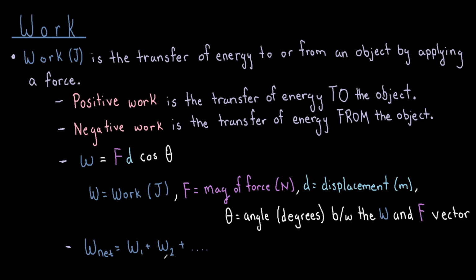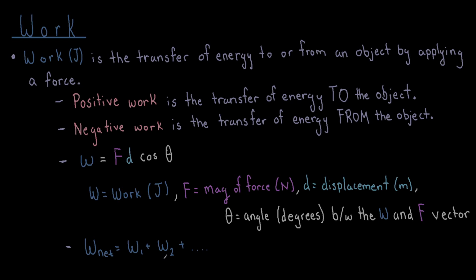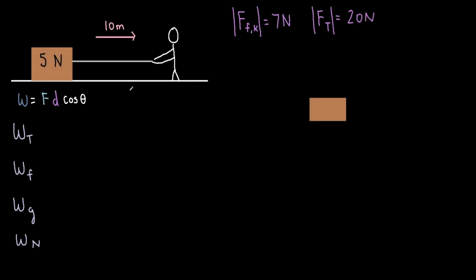Now that we have an idea what work is, let's do some practice problems. Let's say you pulled a box that weighed 5 newtons to the right across the floor. You pull the box 10 meters with a force of 20 newtons. And let's say there was a kinetic force of friction of 7 newtons. And we want to find the work for all the force components acting on the box.